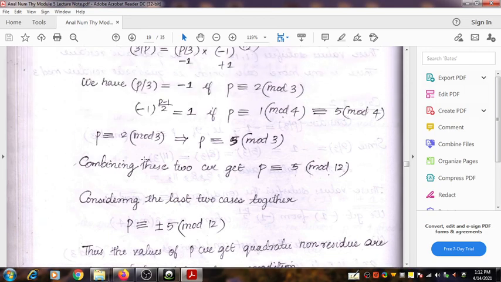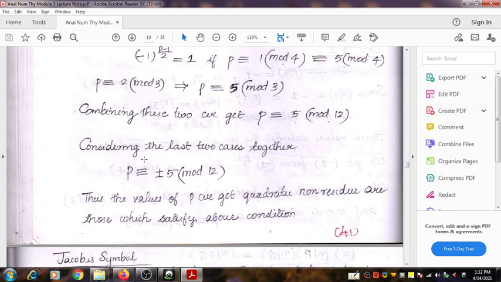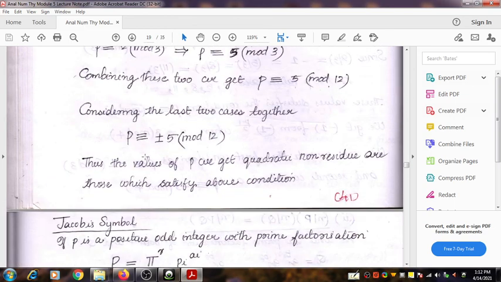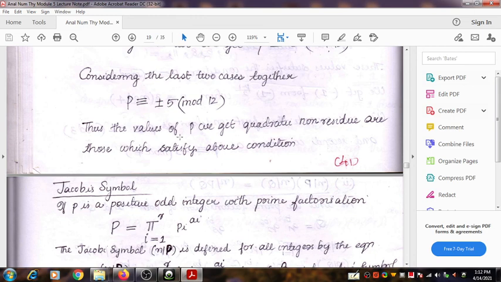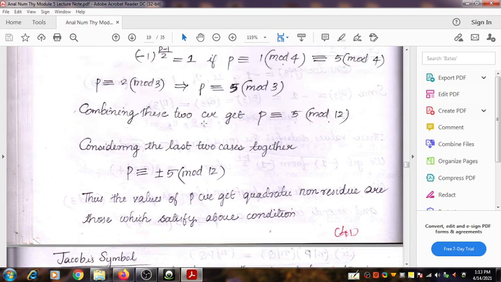And thus we have discussed all the 4 cases, and we have obtained the corresponding conditions that can give us the value of P, which generate the situation that 3 is a quadratic residue or 3 is a quadratic non-residue mod P. Okay, thank you.